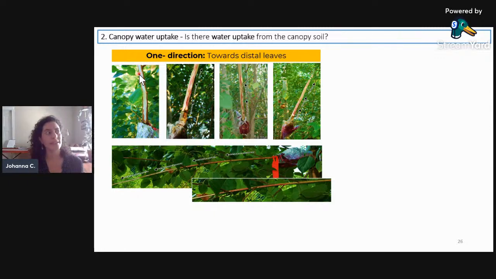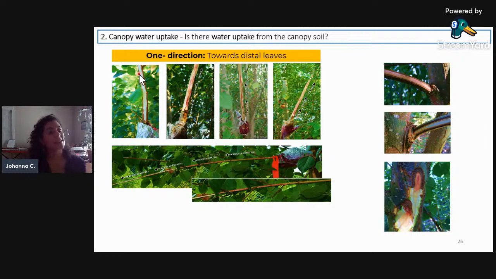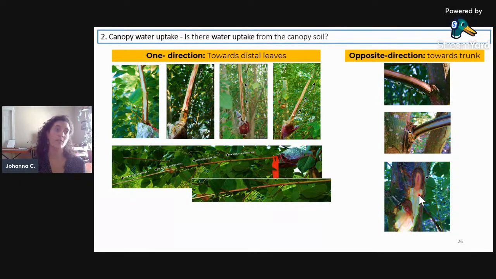But we were also interested if that dye could move towards the other direction, the opposite direction. So on this day, we didn't see it, but the following day we went back, and then we actually saw dye moving towards the trunk. And we even peeled the trunk and we saw dye traces on the trunk. So we also saw dye traces moving in the opposite direction.